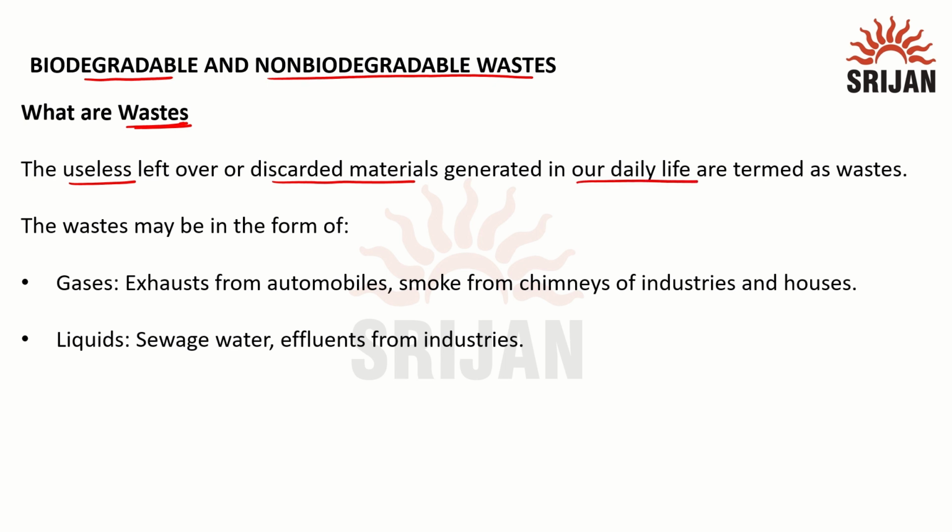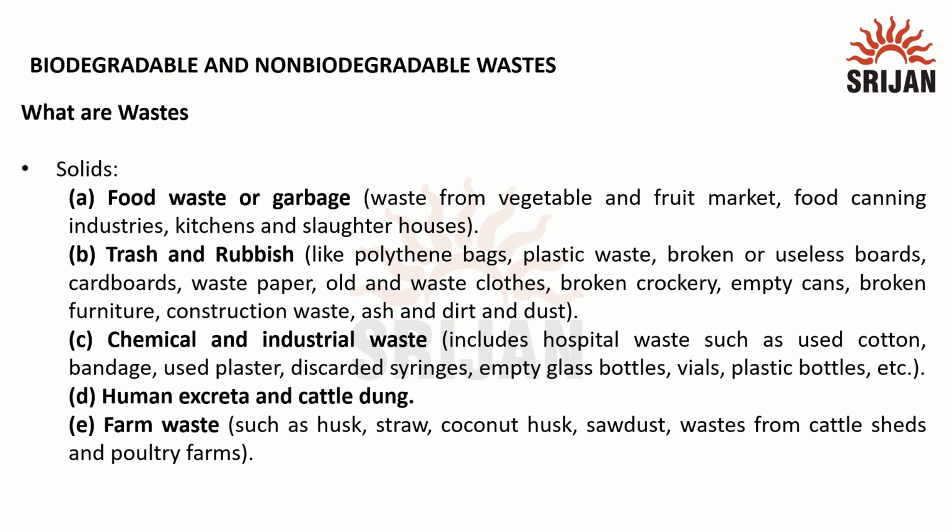Waste may be in the form of gases, like those produced in the exhaust from an automobile, or smoke from chimneys of industries and houses. It can be liquids as well, like sewage, water, and effluents from industries. Waste can also be solids, which can be of many categories in turn. One is food wastage or garbage. It includes waste from vegetable and fruit markets, food canning industry, kitchens and slaughterhouses.